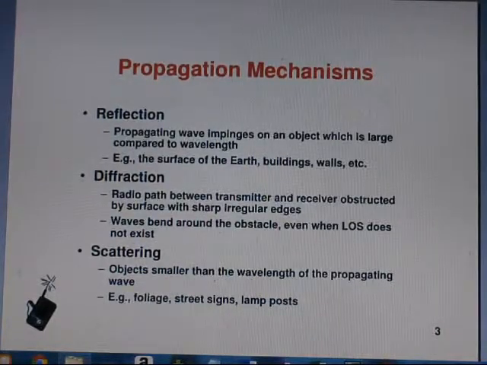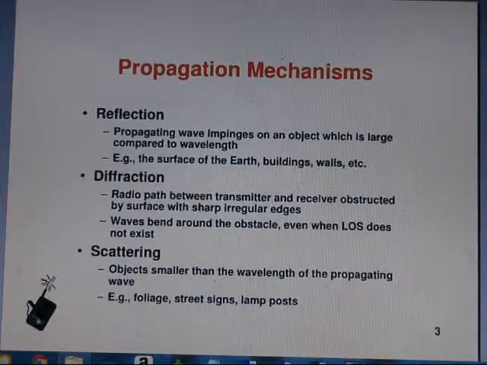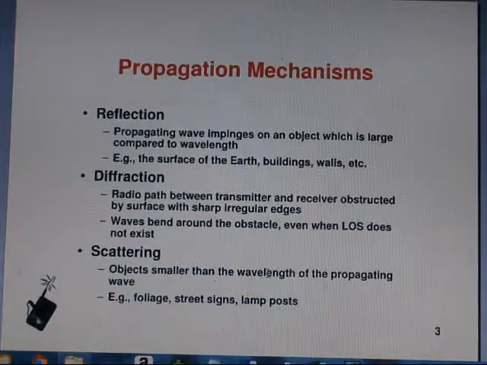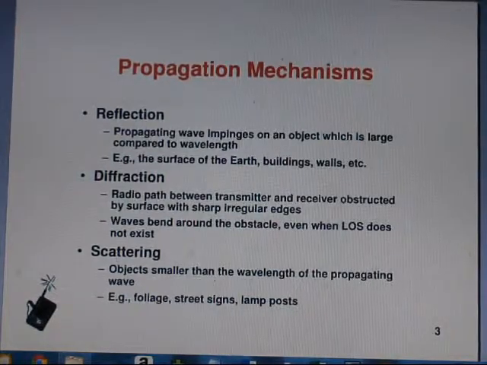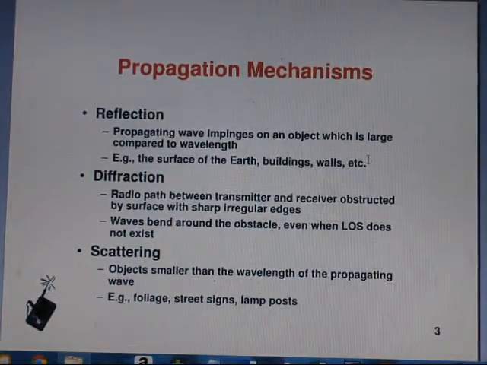So the propagation mechanisms are reflection, diffraction, and scattering. When the wave hits a bigger object, it will be reflected. When it hits an object of irregular shape, it will be diffracted. And when it hits objects smaller than its own wavelength, it will be scattered. So these are the propagation mechanisms.